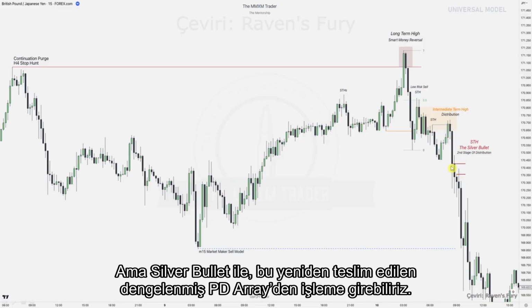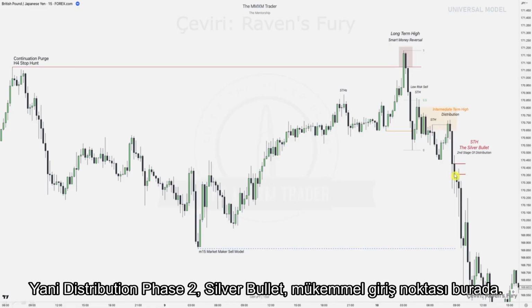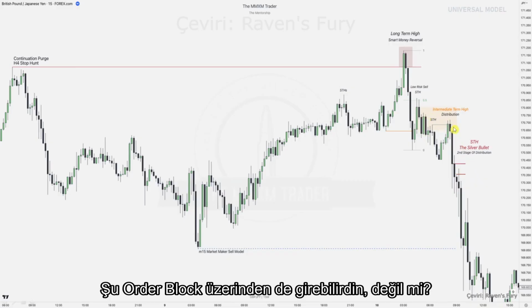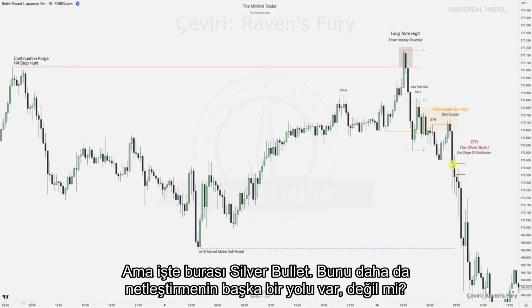But with the silver bullet, we can get in on this redelivered, rebalanced PD array. So second stage of distribution, silver bullet, perfect entry over here. You could have entered on this order block too, right? But this here is the silver bullet.